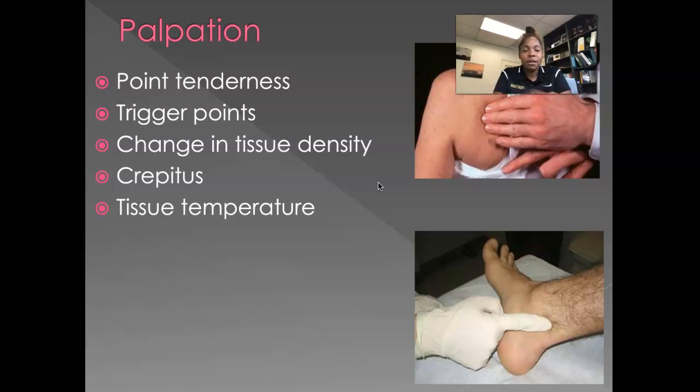Is there crepitus? Now, crepitus is hard to describe, but essentially crepitus is like, you know that sound you make when you put your fingers on a chalkboard? That's crepitus, right? And crepitus is a sign and symptom of swelling, number 1. Certainly could be a sign and symptom of an inflammatory response in the Achilles tendon. And then you want to check for tissue temperature to rule out infection.